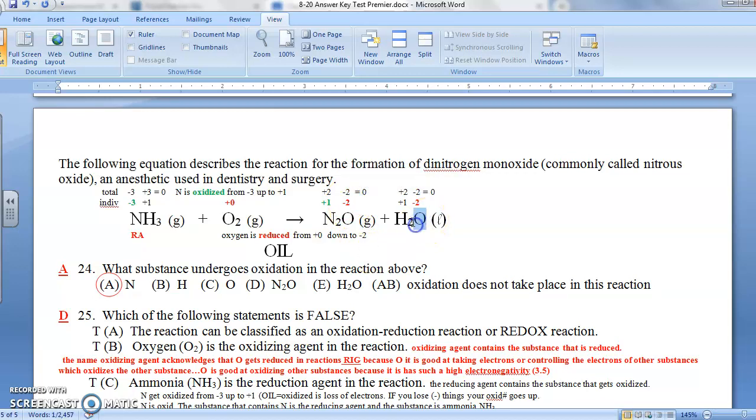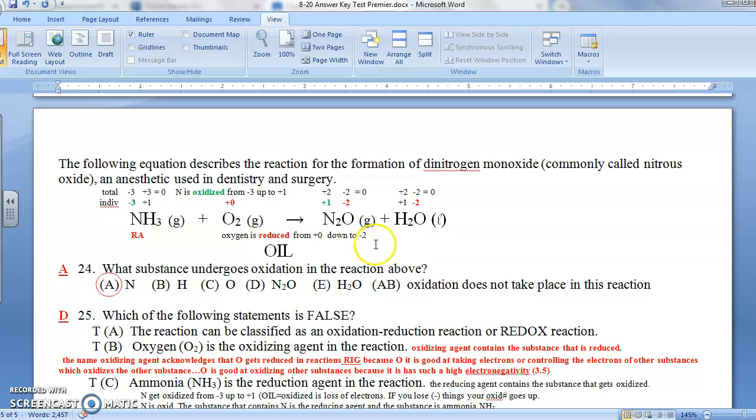Oxygen's the second strongest. When hydrogen's with another nonmetal, that other nonmetal is going to get its charge. It's -2. So oxygen went from 0 down to -2. Its number was lowered, or reduced. Oxygen was reduced here.